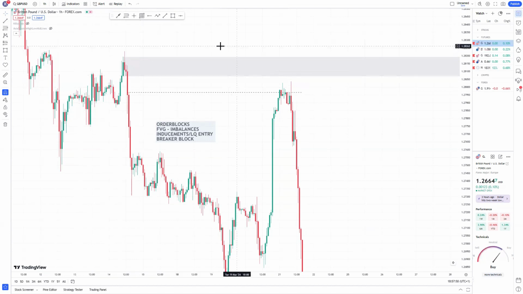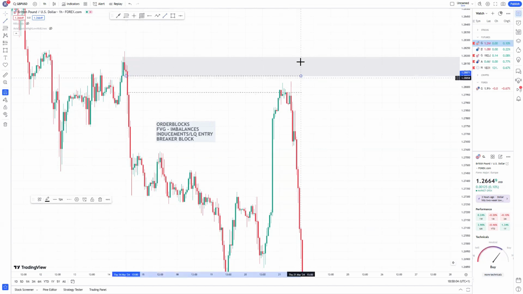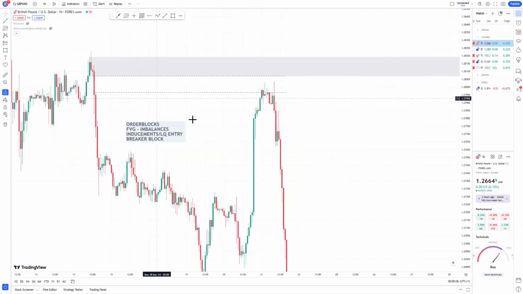Now, why will price ignore the order block? In most cases, you're going to see that this order block usually comes with a fair value gap. Now, this is the fair value gap.